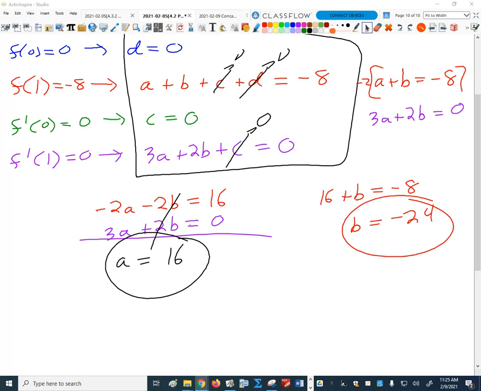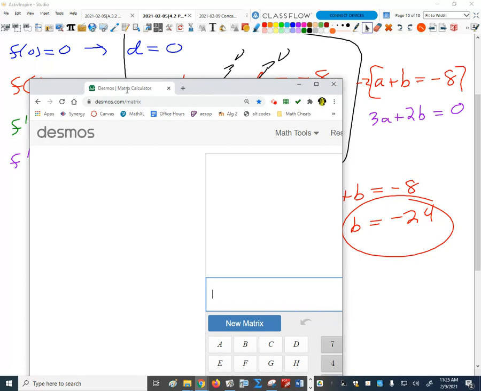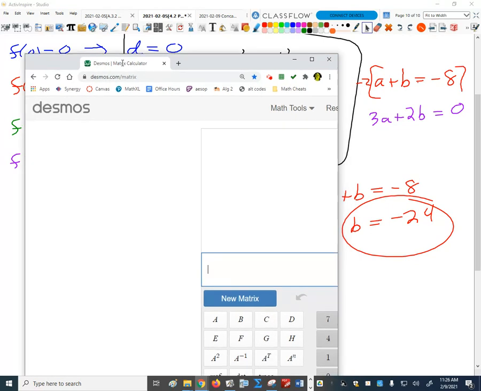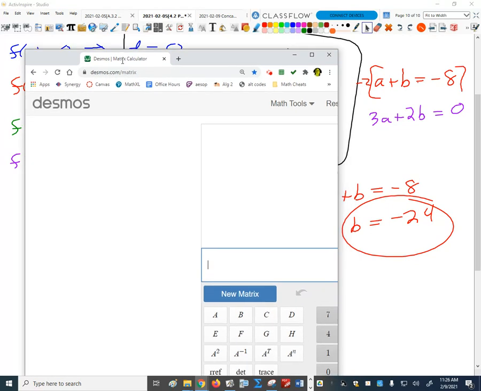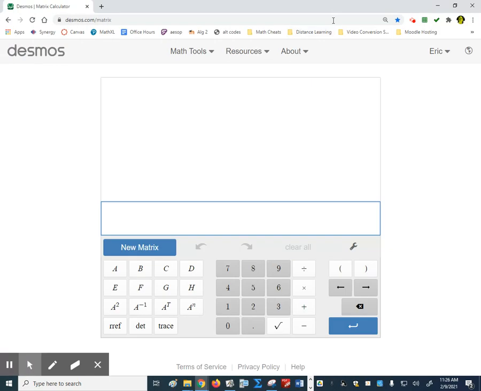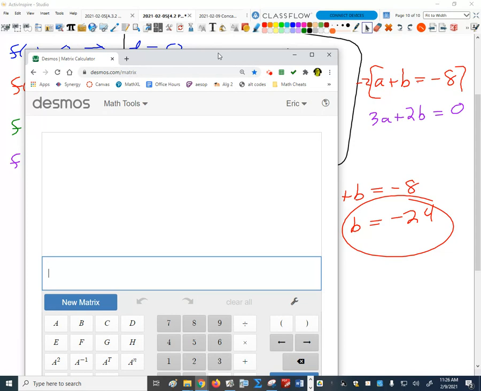Okay, so let's go back here. So Desmos, what I was saying, Desmos has a new matrix calculator. If you want to get the matrix calculator, you just Google Desmos matrix. And here's what you get.